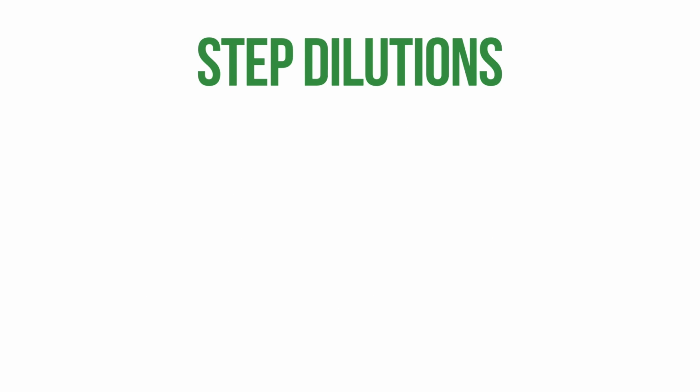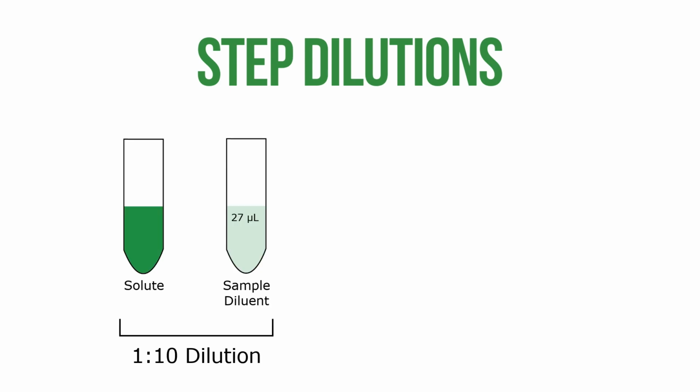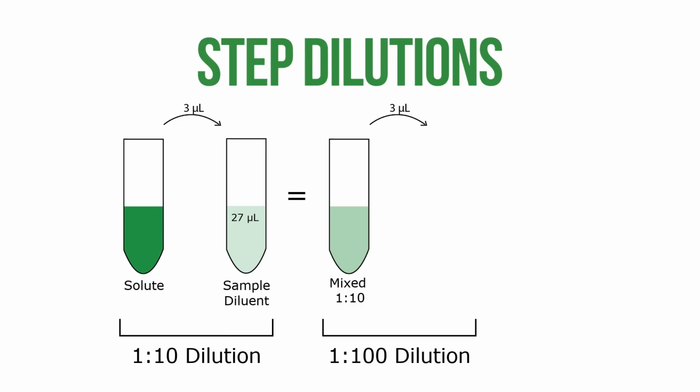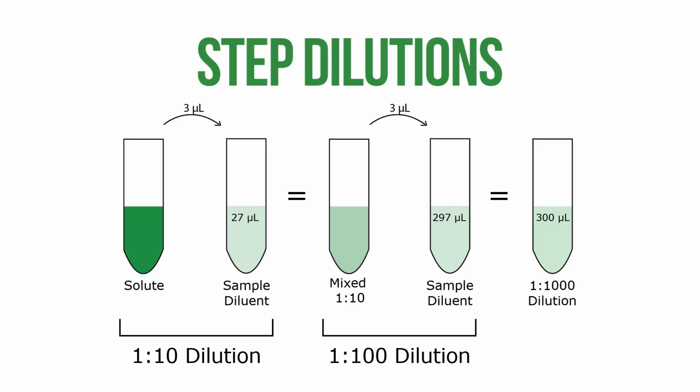Now to perform our dilutions. We start with the 1 to 10 dilution by adding 3 microliters of our solute into 27 microliters diluent. Then move 3 microliters of the mixed 1 to 10 into 300 microliters minus 3 microliters, which equals 297 microliters diluent, to perform the 1 to 100 dilution. This results in our 300 microliters of a 1 to 1000 dilution.